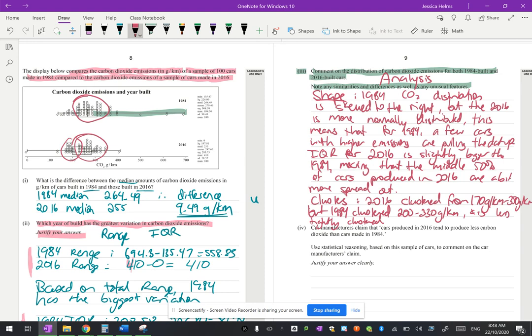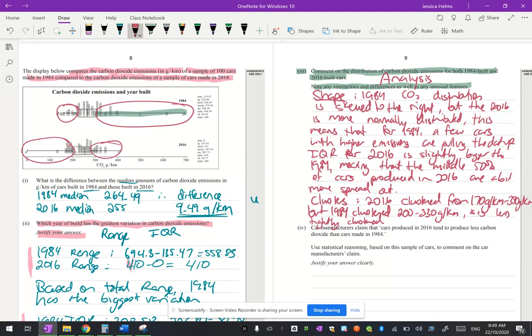And I guess we can also talk about that lower 25% for 1984 cars. So this lower 25% is more spread out than that one, but then the upper 25% is more spread out than that one. So we can kind of make a comparison there. I'm not going to write this down because I've run out of room.